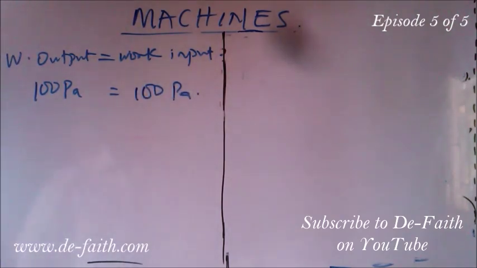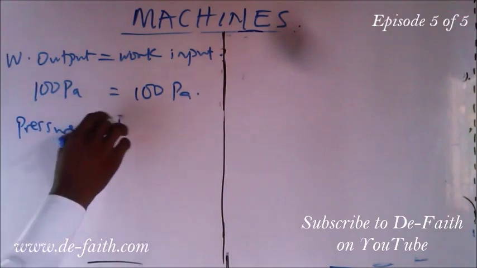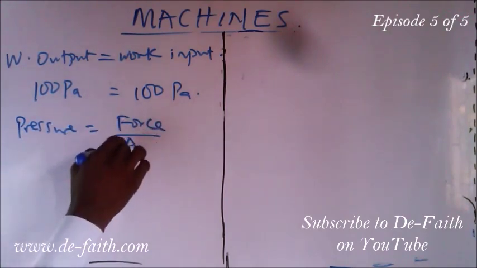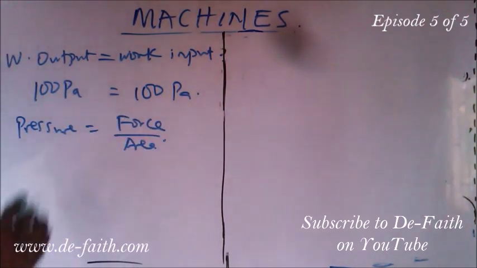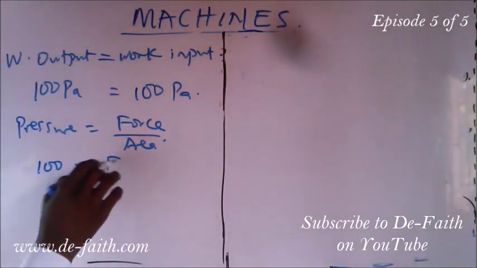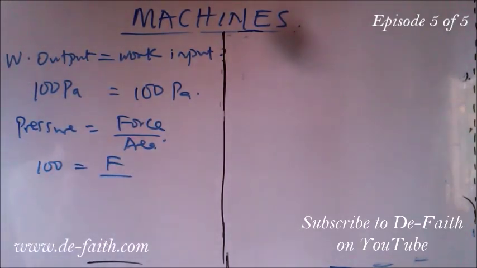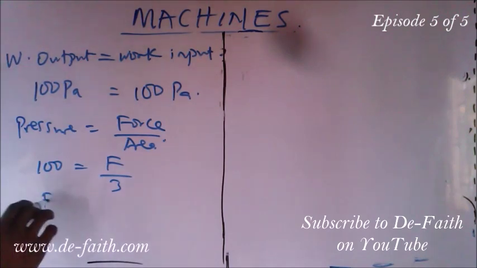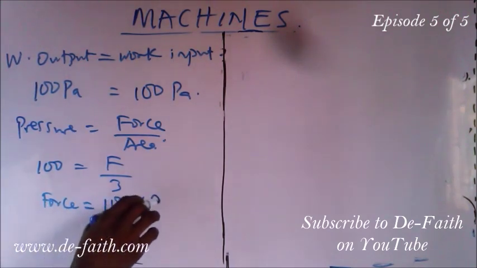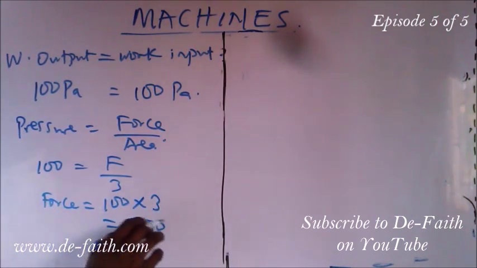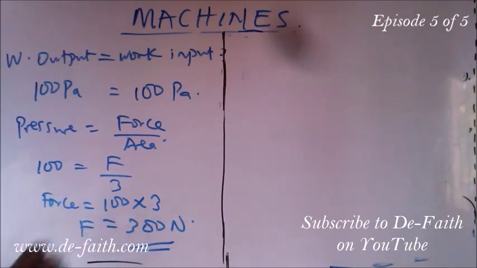So with this, now Pascal is the unit of pressure. Pressure is equal to force over area. We have the area as 3, so pressure is 100, force is unknown, and the area we're given in this question is 3. Hence, the force will be 100 multiplied by 3, and that is 300 Newton as the force.